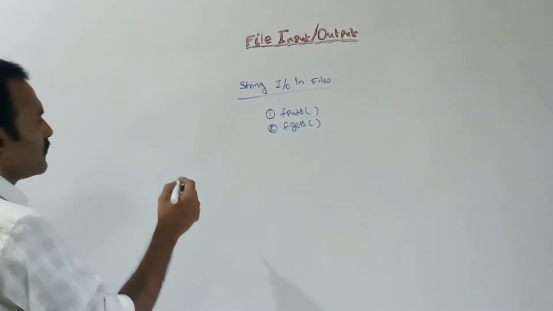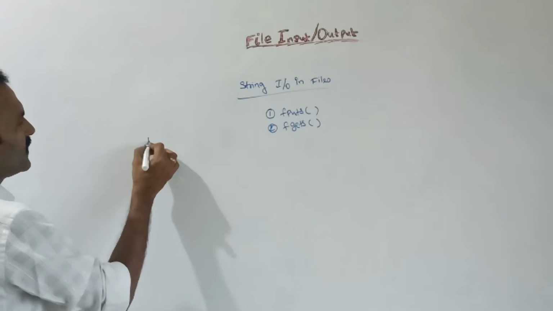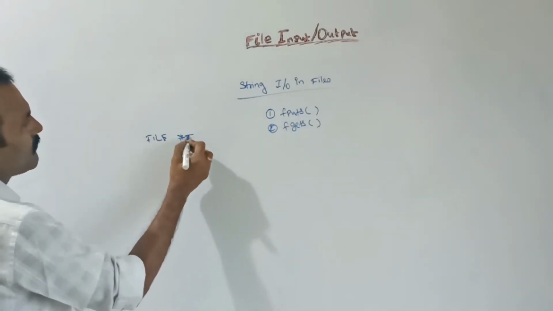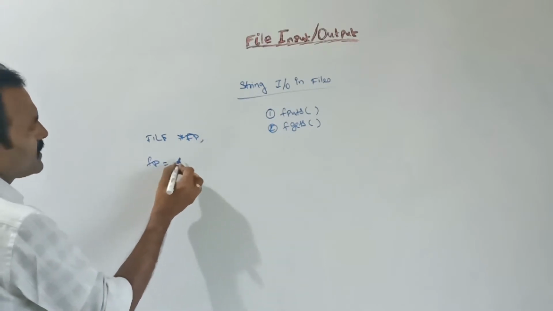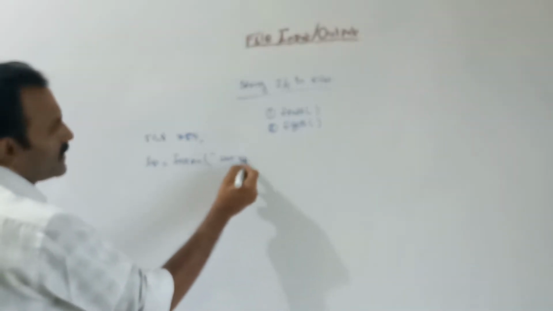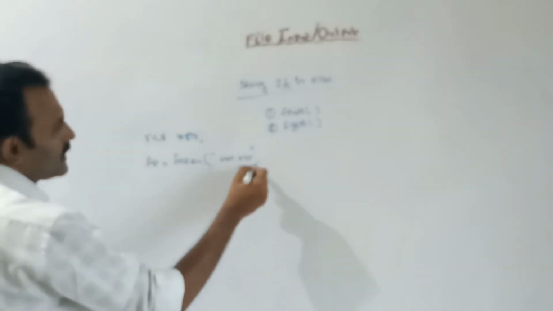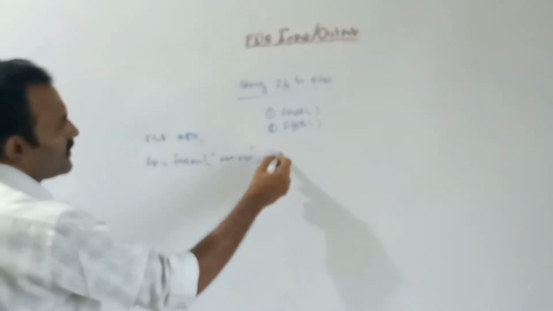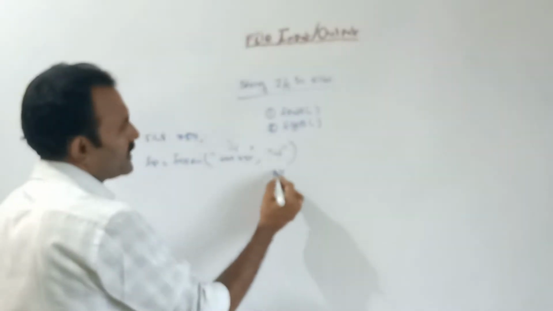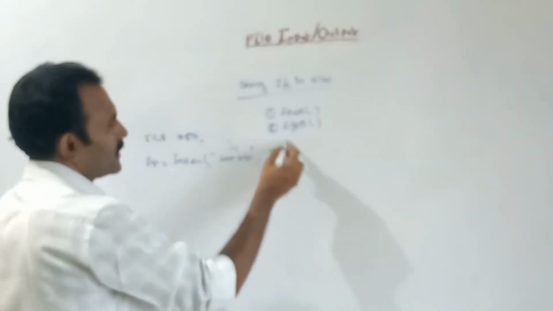So here, what are the open modes? For example, if we are creating the file pointer, let us assume fp. Here fp is equal to, how will you open the file? By using the function fopen, first the file name, let us assume test.txt. This is the file. Next the file mode. If you want to write, we can give w, so that to this file test.txt we can write. Otherwise, if you want to read, then we can give r in the mode.